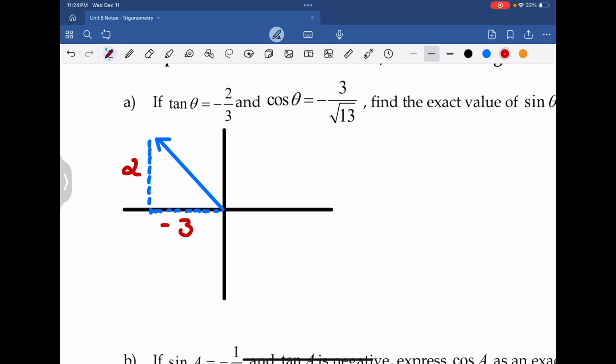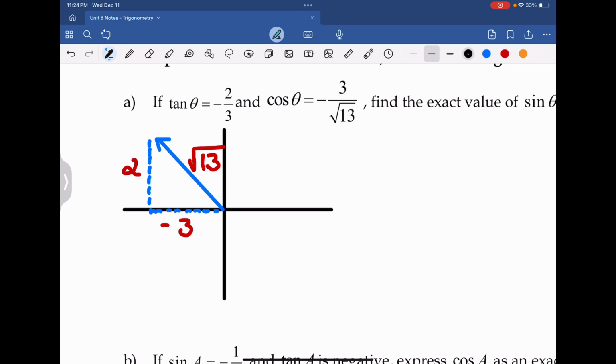Now, what does the cos value help us out with? It says the adjacent over the hypotenuse. This part here is the hypotenuse. So what we want to do is go to this and say this is square root of 13, not 1 and something, square root of 13. Now we have the full triangle.